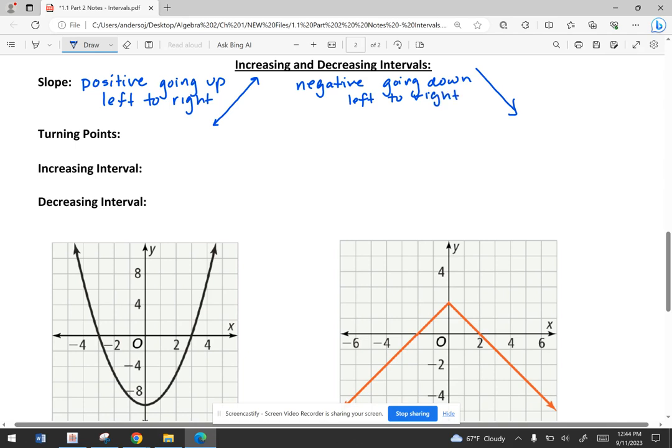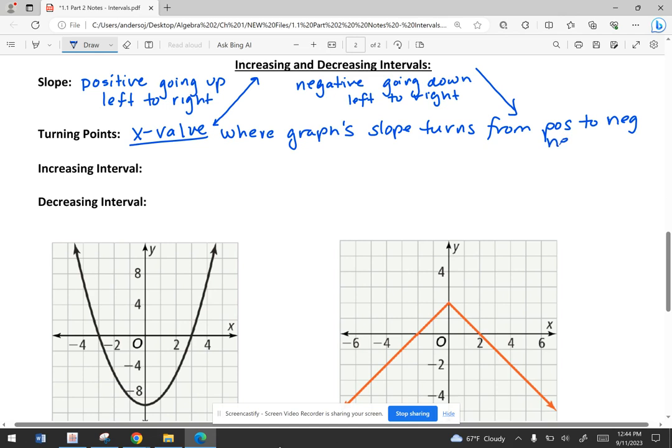We're not going to be looking at x-intercepts this time. Now we're going to be looking at something called a turning point. A turning point is an x value where the graph's slope turns from positive to negative or from negative to positive. In other words, it's the x value at which the graph is going to switch directions.